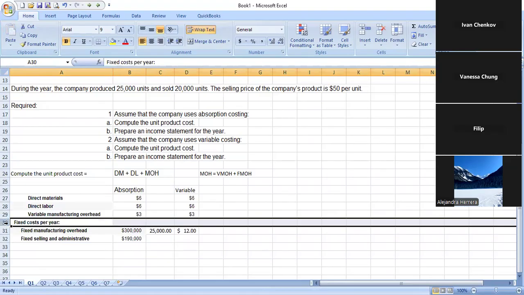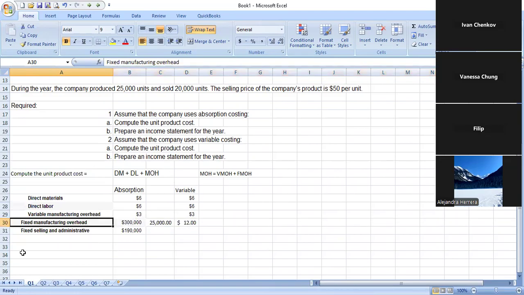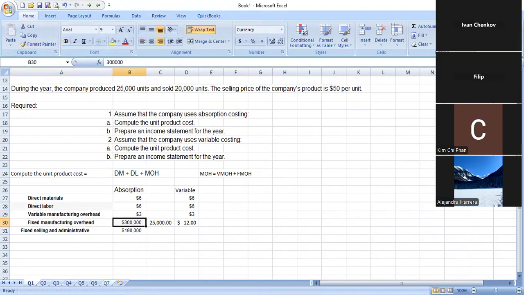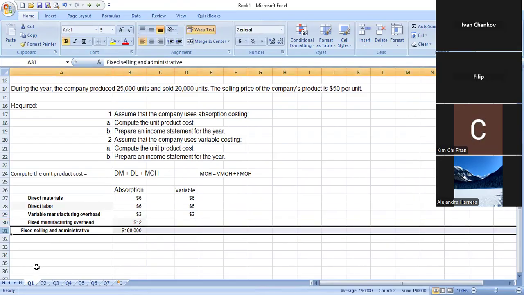What else do I need? Fixed manufacturing overhead, right? Yep. But if I go with the total, is that going to solve my problem? No. So I have to stay on the level of one unit, and this one will disappear. I don't need this information. How about the fixed selling and administrative expenses? Do I need it for the product cost? No.